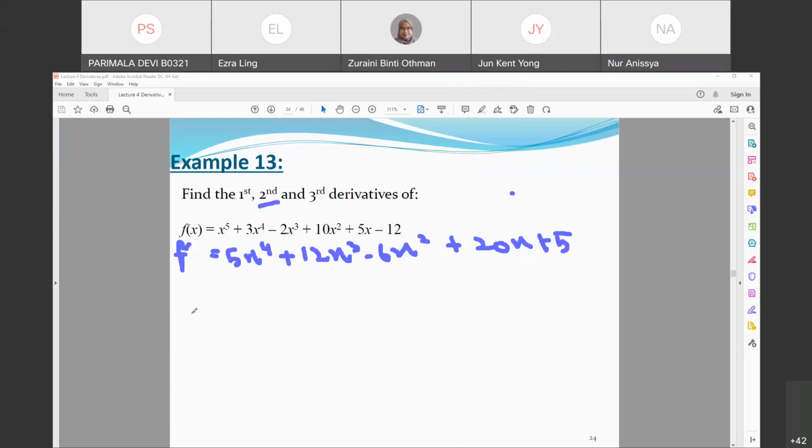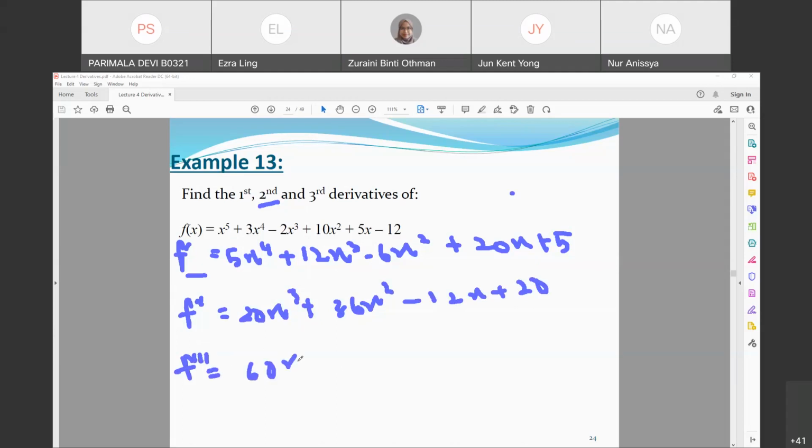If you want to find the second derivative, we have to differentiate the first one. We get 20x power of 3 plus 36x power of 2 minus 12x plus 20. Okay, then we can find the third derivative. It is 60... 36 power of 2 berapa? Nanti carilah. Okay, maksudnya untuk cari second derivative, we have to differentiate first derivative, third derivative, we have to differentiate second derivative.